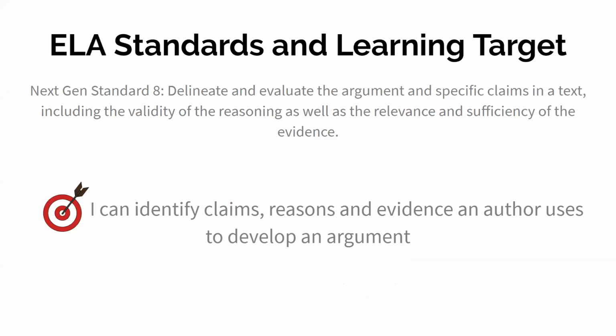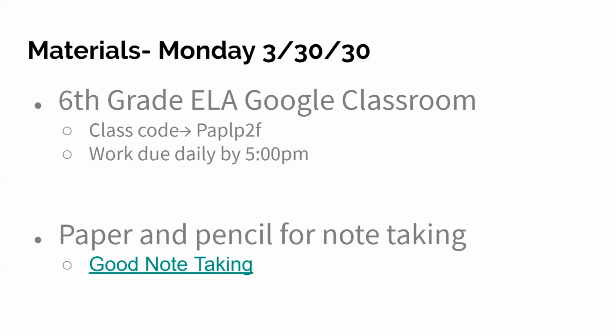So for today, our learning target is being able to identify claims, reasons, and evidence an author uses to develop an argument. We have done some practice with this through our test prep during our RACE responses. So this might be review for some of you, but there will be some new information, so just keep that in mind. The materials you're going to need for today, you will need access to Google Classroom. If for some reason you are not in the Google Classroom, please take a second to pause the video, use the class code, and get logged in.